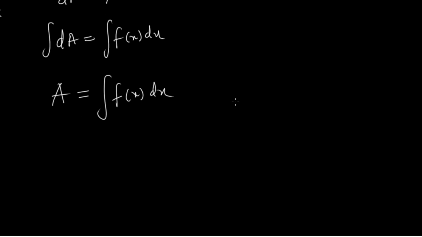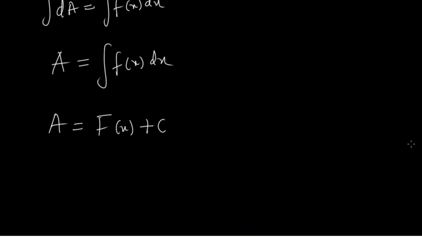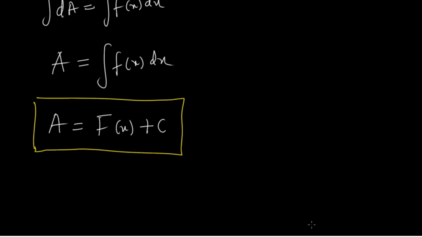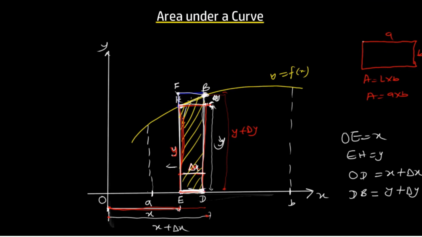So trying to find the answer to this, I'm going to have A equal to, so let's say the answer is a function of capital F, plus c, the constant of integration. And this will be the area of the little section of the curve that we are trying to find. So this will be the area of the shaded part of this curve. So this is the area of this little part of this curve.